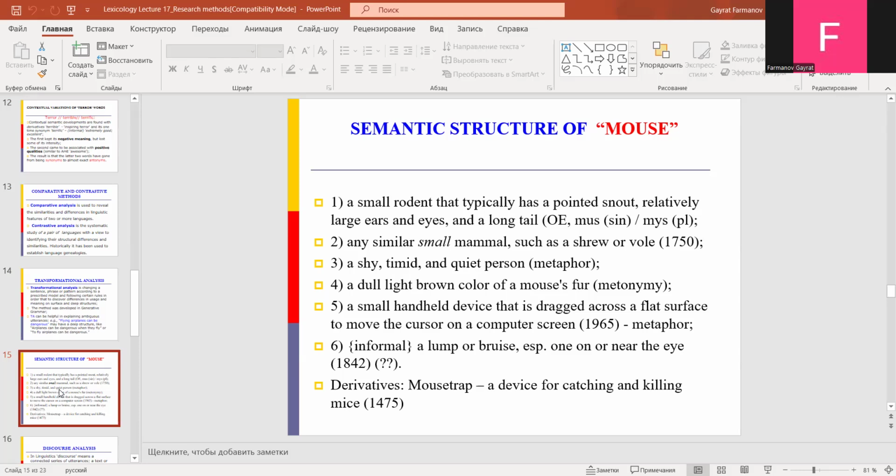Fifth, a small handheld device that is dragged across a flat surface to move the cursor on a computer screen, metaphor. Six, informal, a swelling or bruise, especially one on or near the eye. Seven, derivatives: mousetrap, a device for catching and killing mice.